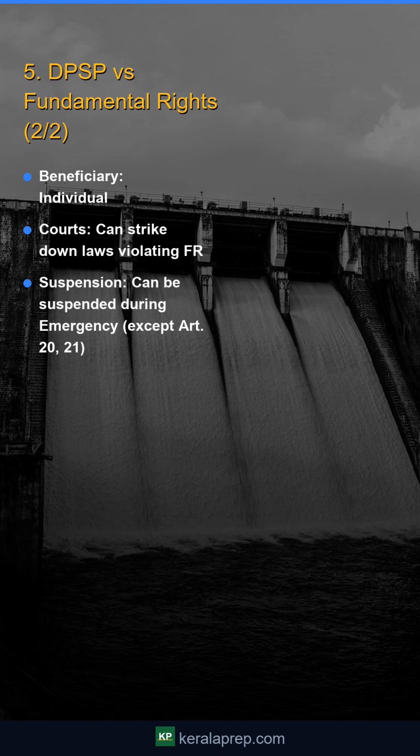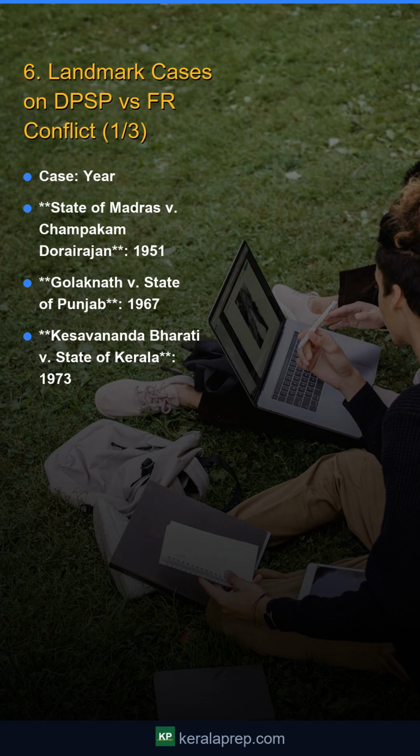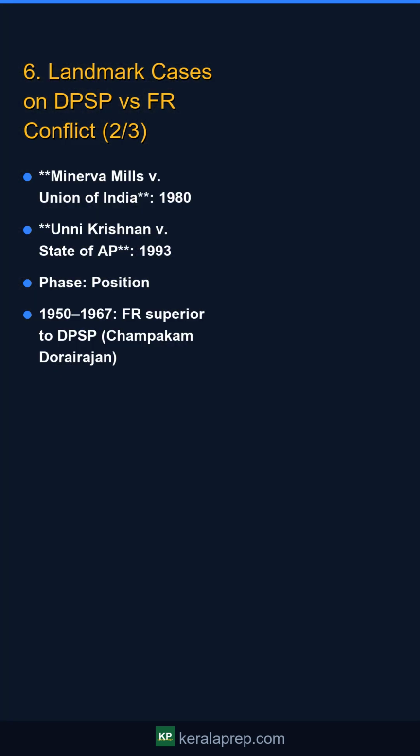6. Landmark cases on DPSP versus FR conflict. State of Madras v. Champakam Dorairajan, 1951. Golaknath v. State of Punjab, 1967. Kesavananda Bharati v. State of Kerala, 1973. Minerva Mills v. Union of India, 1980. Unnikrishnan v. State of AP, 1993.